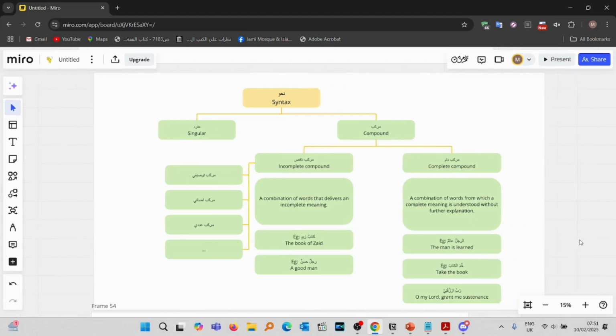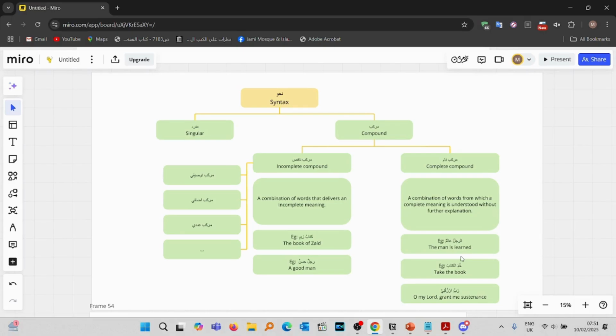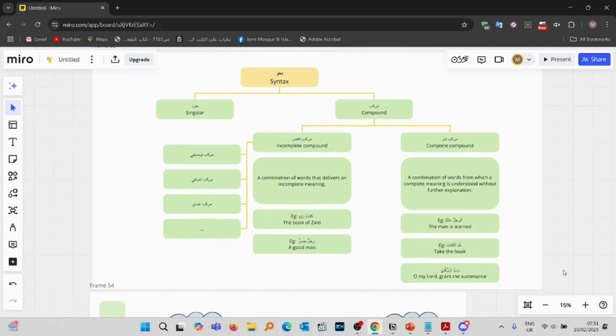Look at these examples. Ar-rajulu alimun, the man is learned. You have a complete meaning which is understood, and we don't need further explanation after that. Also, khudil kitab, take the book. And then we have this other example, Rabbi urzuqni, oh my Lord, grant me sustenance. All of these examples fall under murakkab tam because it's a combination of words from which a complete meaning is understood without further explanation. So these are the two types of murakkab.